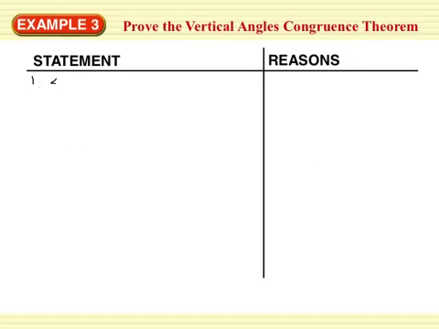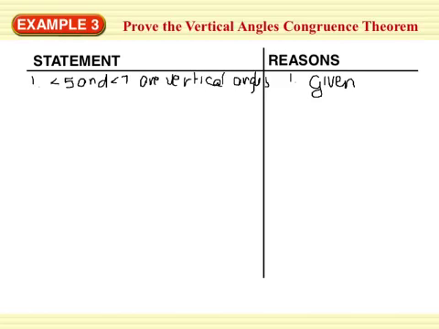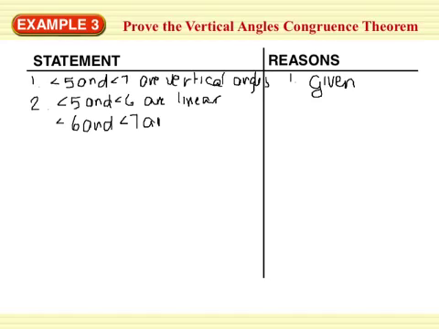We know that angle 5 and angle 7 are vertical angles, and that reason is given to us. What else do we know? If we go back to the diagram, we know about linear pairs. We know that angle 5 and angle 6 are a linear pair. We know that the other one's a linear pair too: angle 6 and angle 7 are a linear pair.